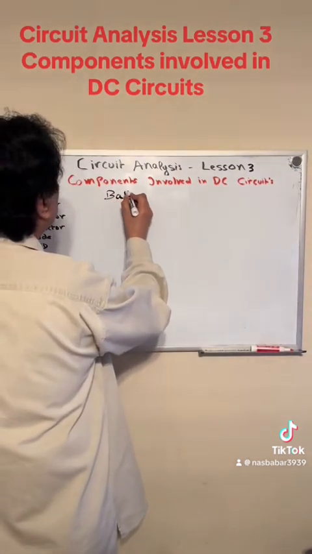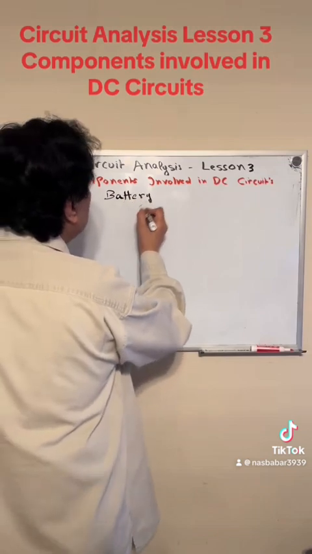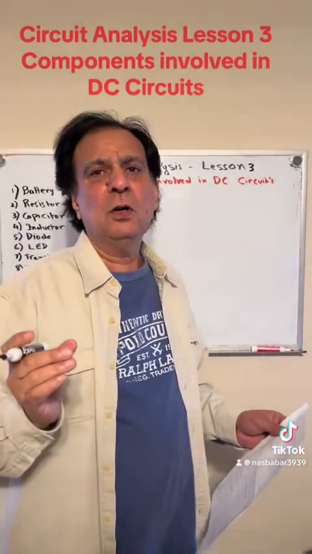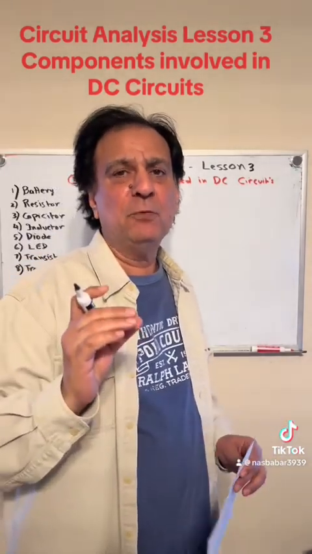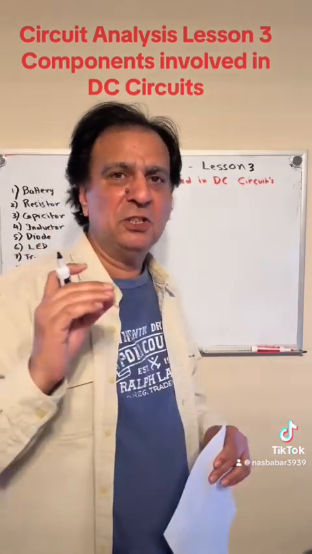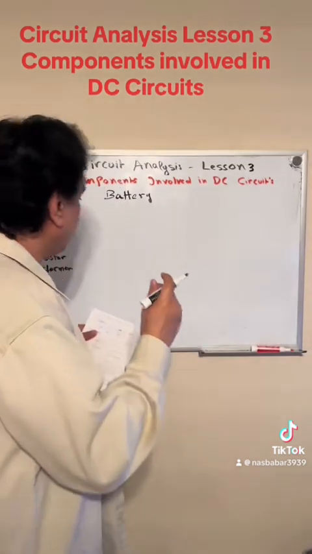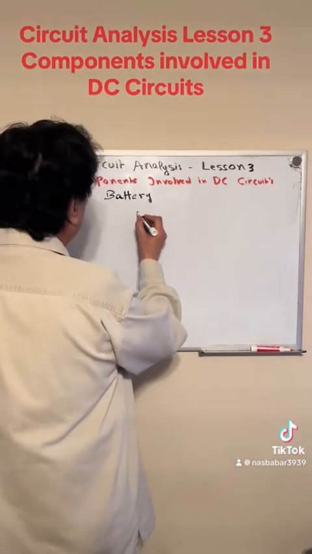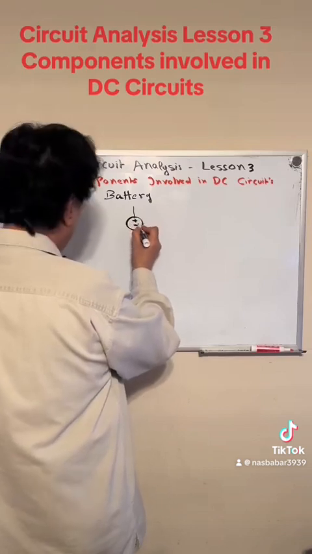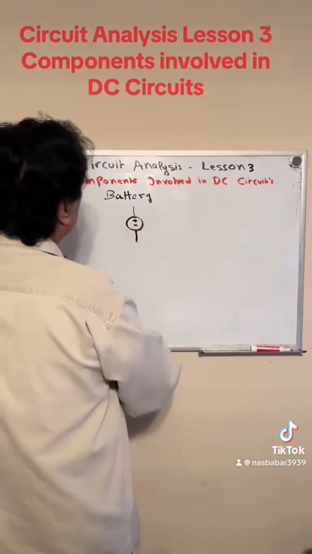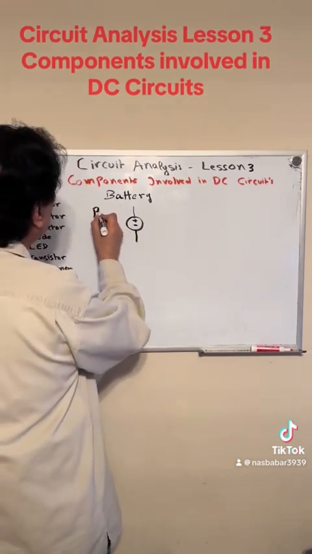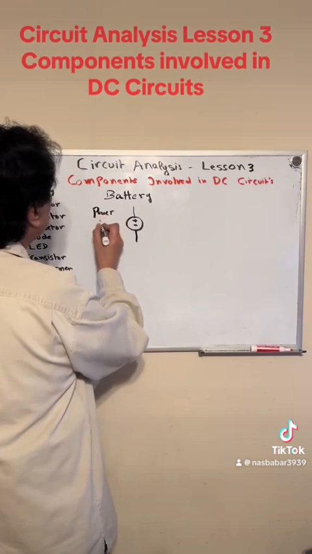Battery is a pretty common thing. I'm sure everybody knows what a battery is. When you go to a store and buy a 9 volt or a 1.5 volt, that's a DC battery. It provides energy in the form of direct current. Its symbol is like this. You have plus, minus. This can also be like a power supply, which is basically providing you energy.